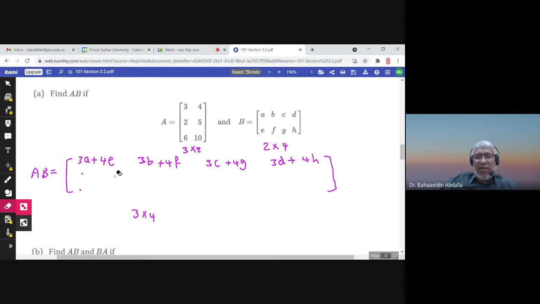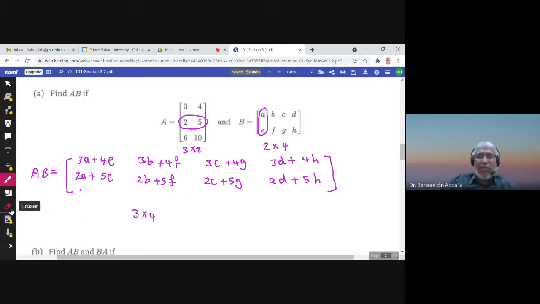Now, to obtain the elements in the second row, here in the first entry, in the second row, so second row of A, first column, so first column of B. So 2 times A plus 5 times E. And then I multiply the second row by the second column. So 2 times B plus 5 times F. And then the second row by the third column. So 2C plus 5G. And then the second row by the last column. So 2D plus 5H.